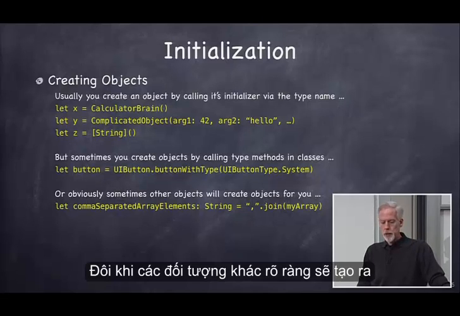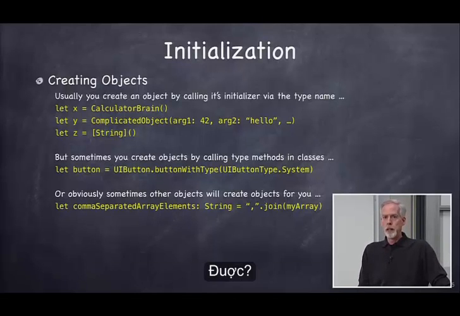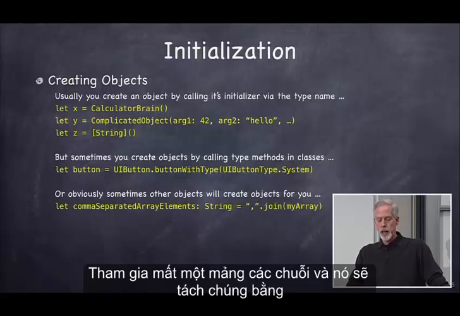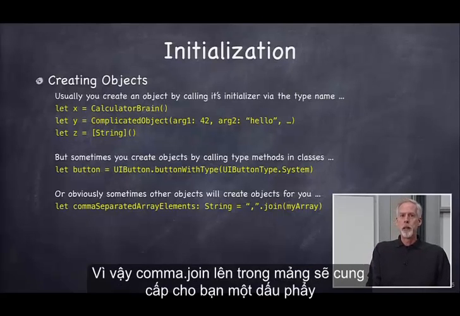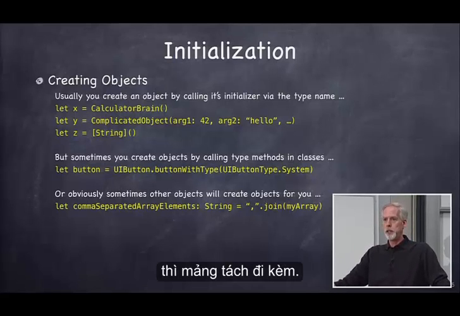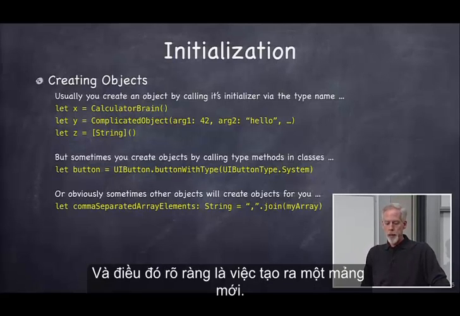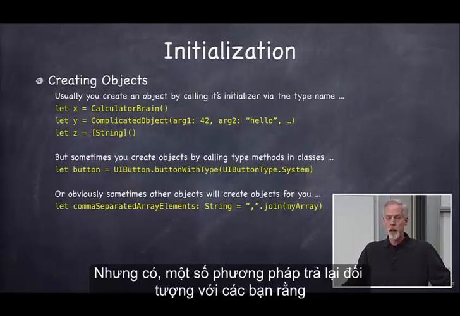Sometimes other objects will obviously create objects for you. So here's a really cool method in String called join. Join takes an array of strings and it will separate them by whatever string you send join to. So comma dot join of an array will give you a comma separated string, a string with the things in the array comma separated. And that's obviously creating a new string. So this is kind of completely obvious, but yes, some methods return objects to you that were created.